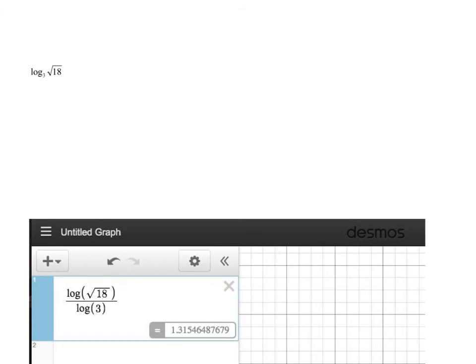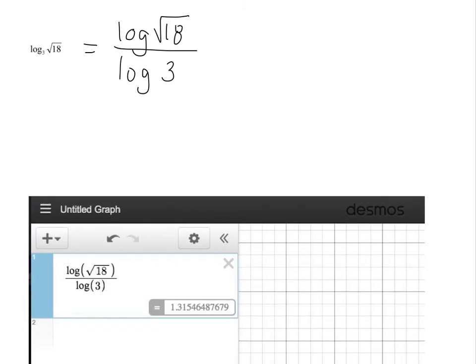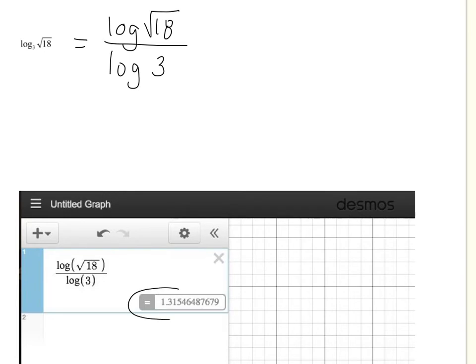Okay, one more using the change of base. We have the log base 3 of the square root of 18. So I can just write this as the log of the square root of 18, whatever is in the logarithm, divided by the log of 3. And I don't know what that is. It's not a nice number, but if you see here on Desmos, log of square root 18 over log of 3 will give us 1.315. So this is approximately 1.315 and more decimals. So the change of base gives us a really easy way to approximate what these log values are.